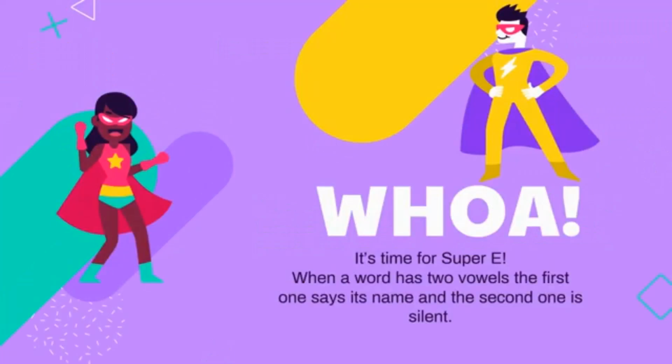Whoa, it's time for Super E. I'm sure you remember that when a word has one vowel, that word makes a short vowel sound. But if we add a Super E at the end of that word, it makes a brand new word. The first vowel has to say its name, and Super E is silent. This is what Super E does to a word.